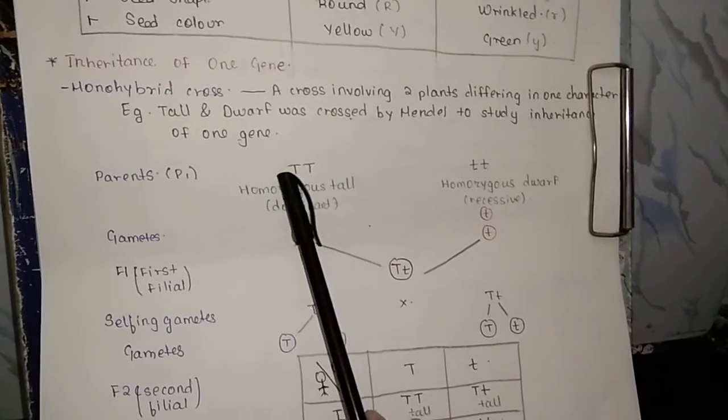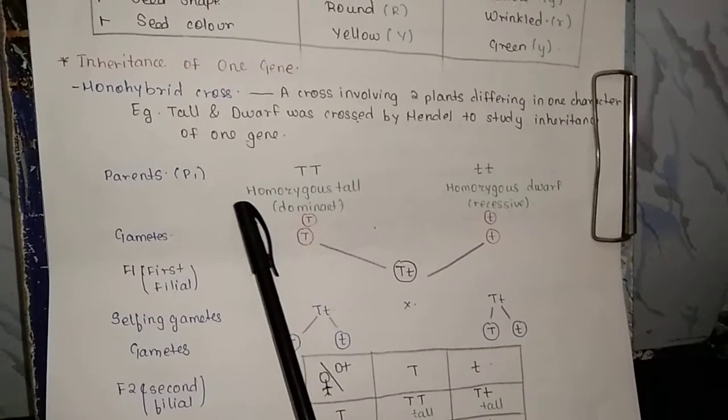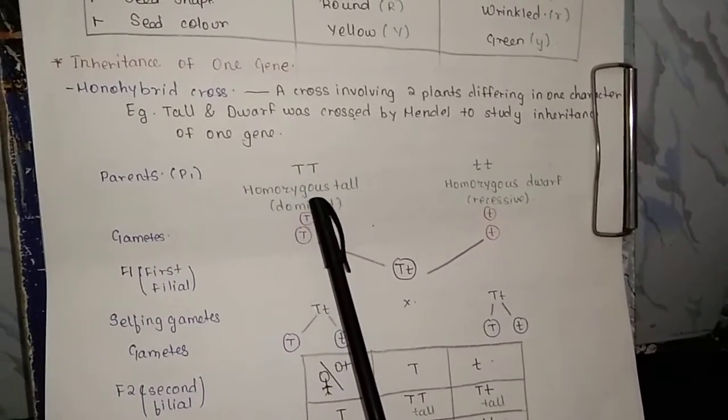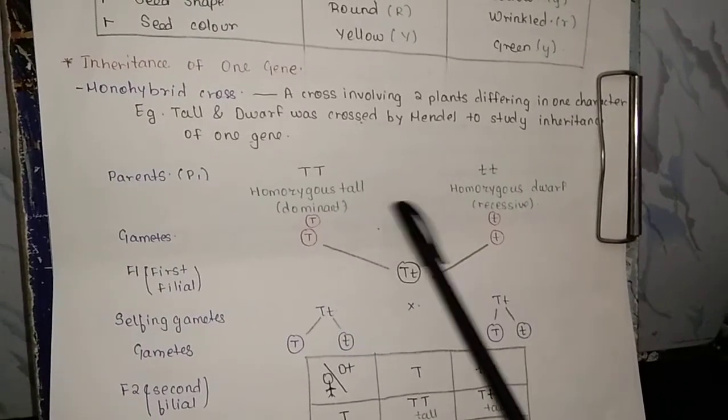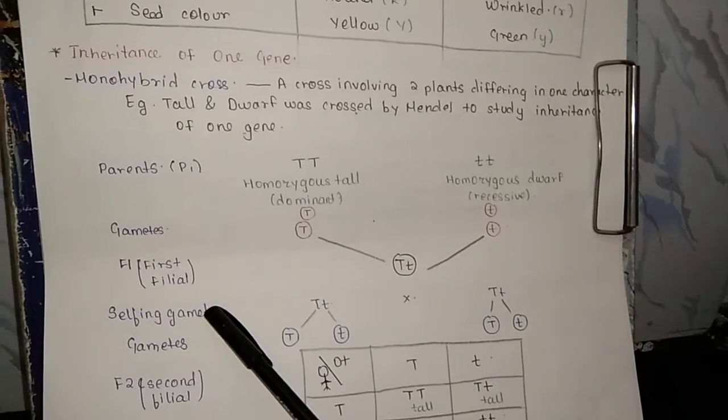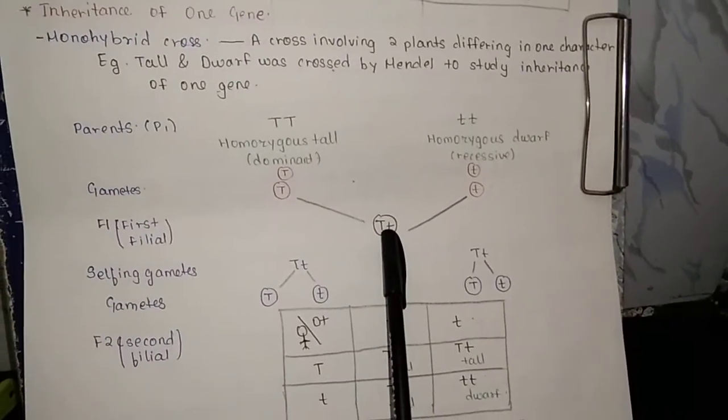First of all, the parents we will study first, that is parents. We took a homozygous tall plant, that is the dominant one, and a homozygous dwarf, that is recessive. The gametes taken from these were capital T, small t. Then this capital T and small t underwent a cross, and the first filial generation obtained was capital T, small t.